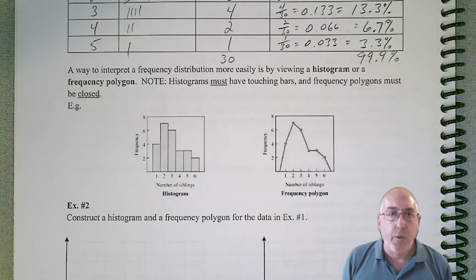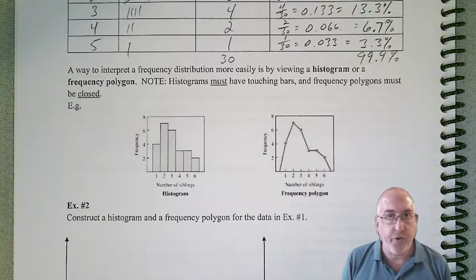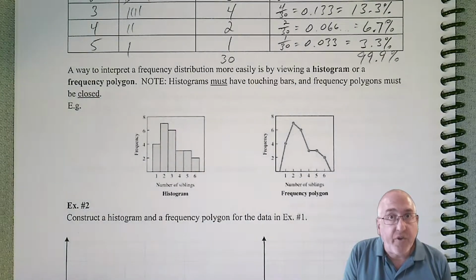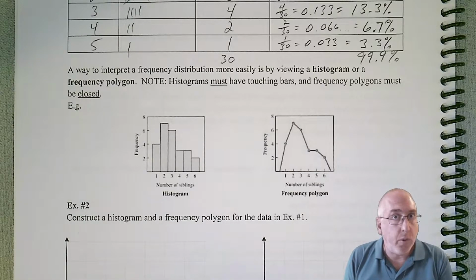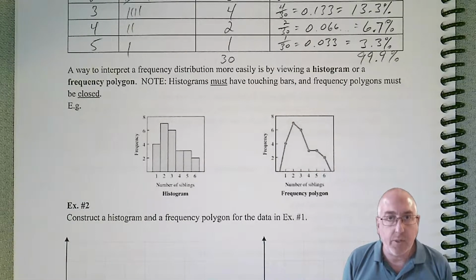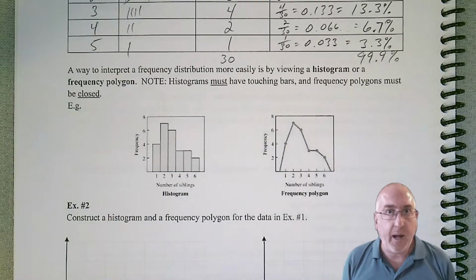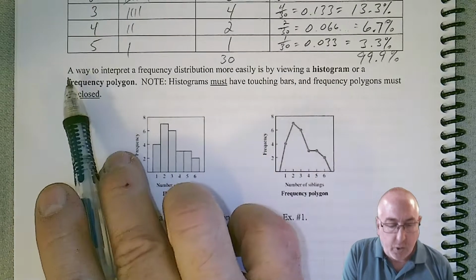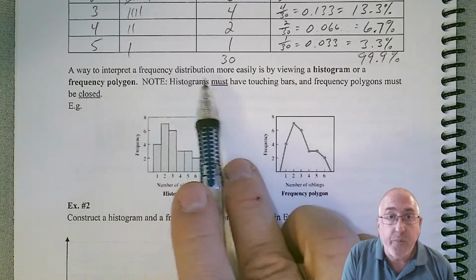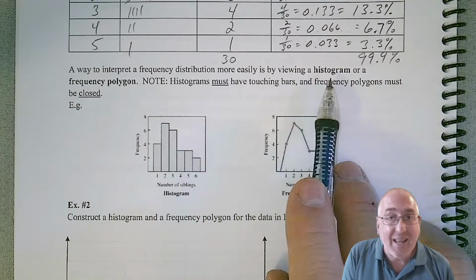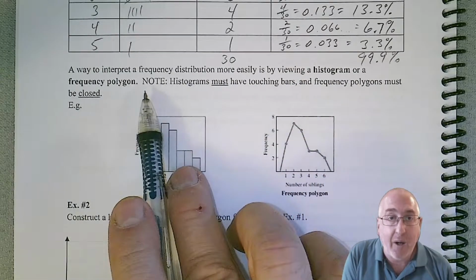Hello again. We just got done looking at how to create a frequency distribution and a relative frequency distribution, but now we're going to take that information and try to put it into more of a visual diagram of sorts. So we have a couple of options for that we're going to go through. A way to interpret a frequency distribution more easily is by viewing a histogram or a frequency polygon.